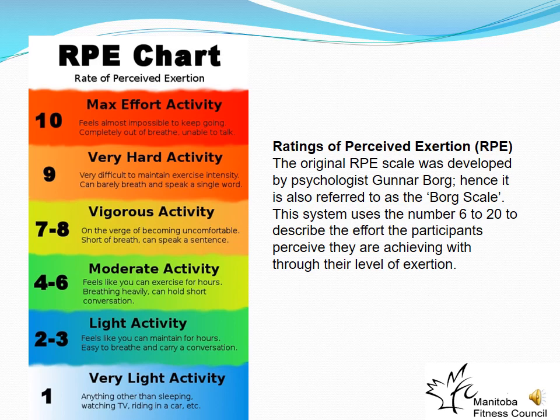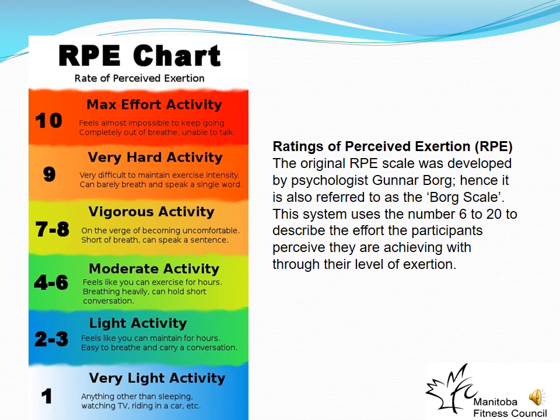So the rate of perceived exertion. Now, originally, this was called the Borg Scale. You should be familiar with that term, the Borg Scale. Gunnar Borg created it, and you don't have a picture of this. This is the modified scale you have in front of you. So the Borg scale went from 6 being very light intensity to 20 being max effort. 6 to 20.